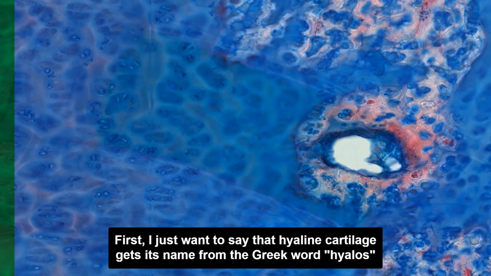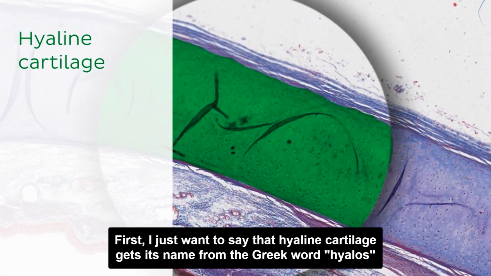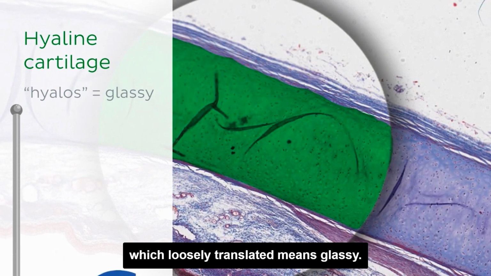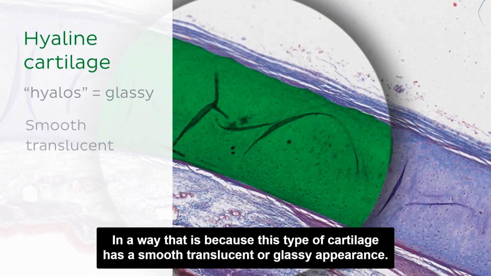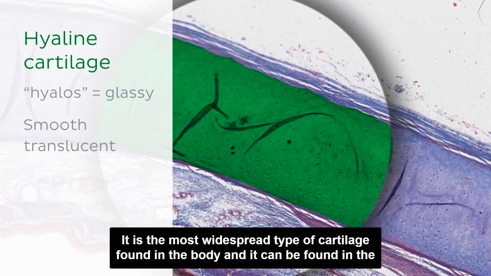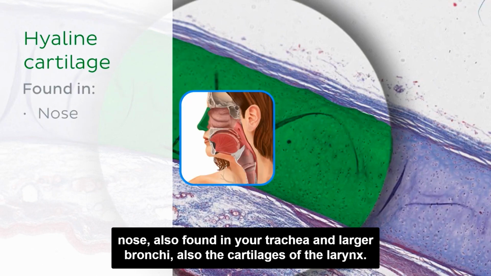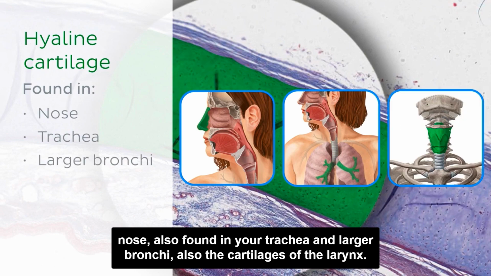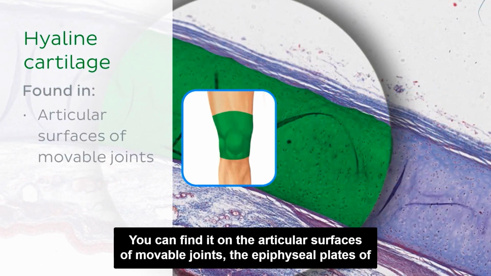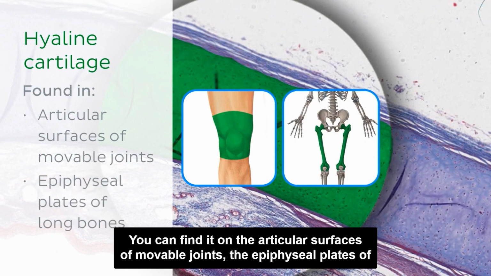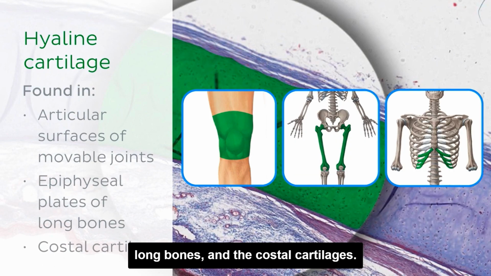So let's begin. First, I just want to say that hyaline cartilage gets its name from the Greek word hyalos, which loosely translated means glassy. In a way, that is because this type of cartilage has a smooth, translucent, or glassy appearance. It is the most widespread type of cartilage found in the body, and it can be found in the nose, also found in your trachea, in larger bronchi, also the cartilages of the larynx. You can find it on the articular surfaces of movable joints, the epiphyseal plates of long bones, and the costal cartilages.